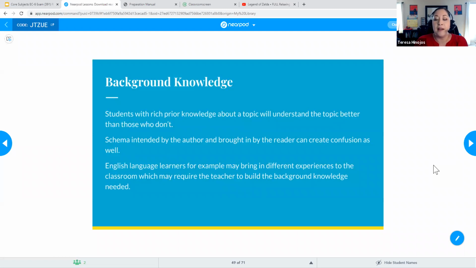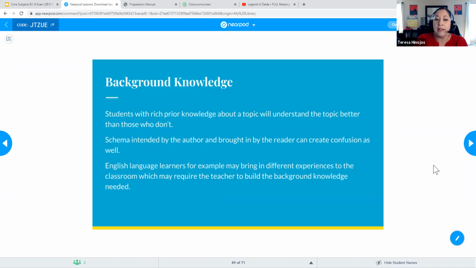With that schema, when an author is writing a book, they may have an intended schema for students, knowledge that they're bringing to the table to read, but students may have a different schema. And so that may be confusion. There may be confusion in understanding what the author is actually trying to say.